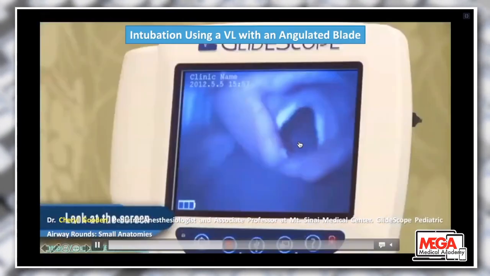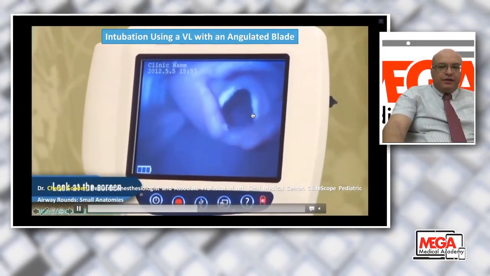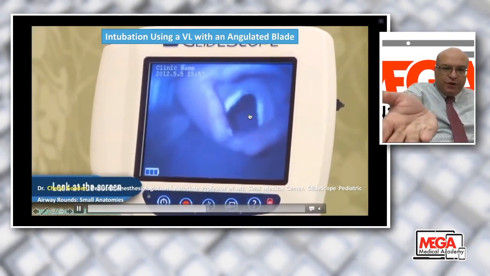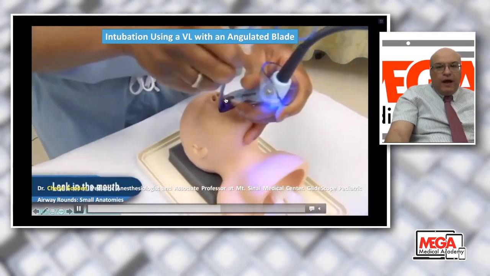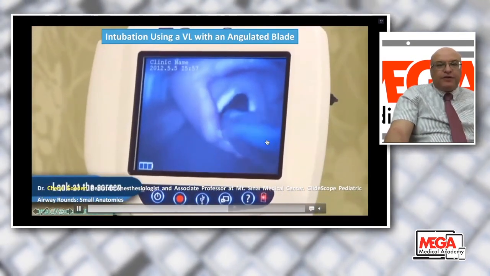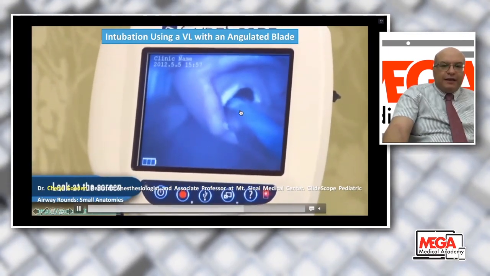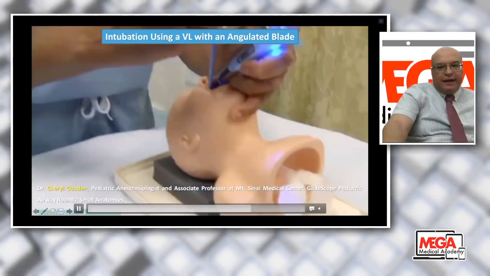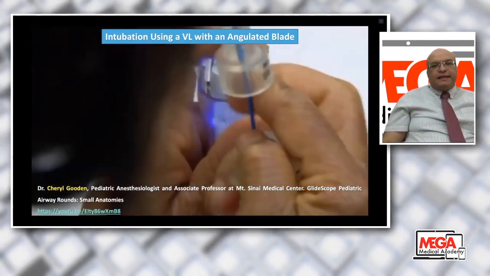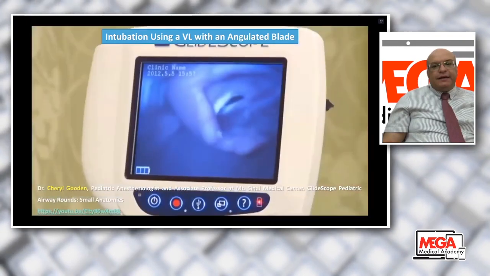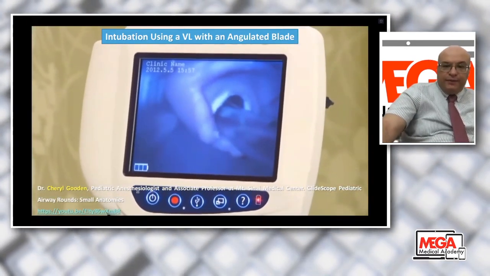Then the second step, you have to look at the screen to find the best glottic view. You shouldn't introduce your tip too far in. Third step, look into the mouth again while introducing the tube. And fourth step, look at the screen when the tube is going towards the glottis and the view area over the screen. And then introduce the tube, remove the stylet, hold the tube in, inflate the cuff, and remove the blade.